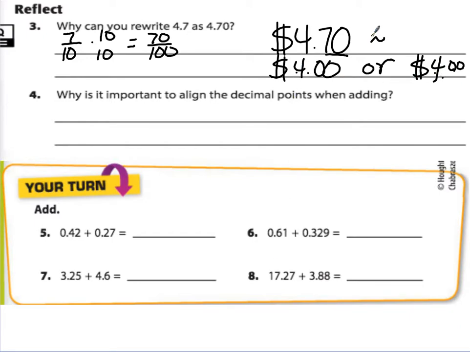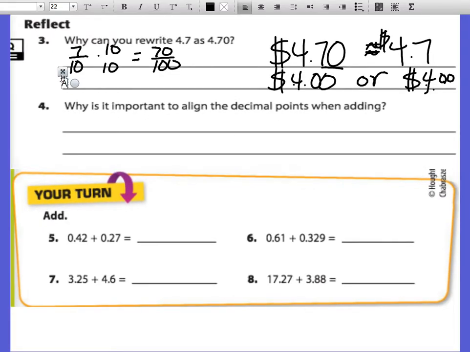So in this case, even though we don't see it that way, 4 7/10 and 4 70/100 are equivalent. Adding zeros to the end after a decimal does not change the value of the number. So that would be your worded answer. Adding zeros after the decimal does not change the value of the number.